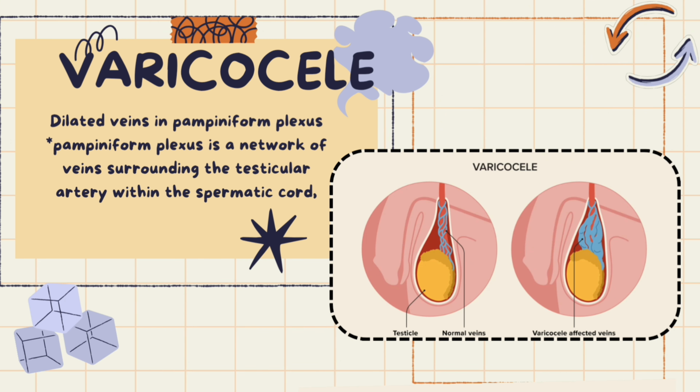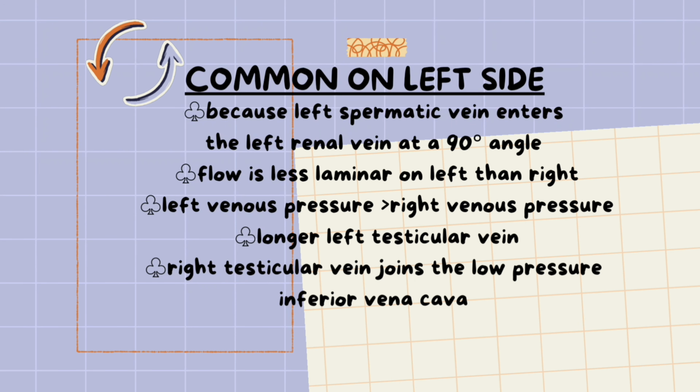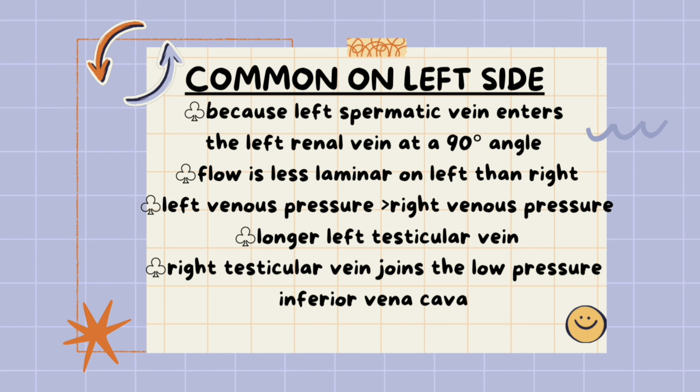Varicocele: dilated, elongated, and tortuous veins in the pampiniform plexus. The pampiniform plexus is a network of veins surrounding the testicular artery within the spermatic cord. Why is varicocele more common on the left side?